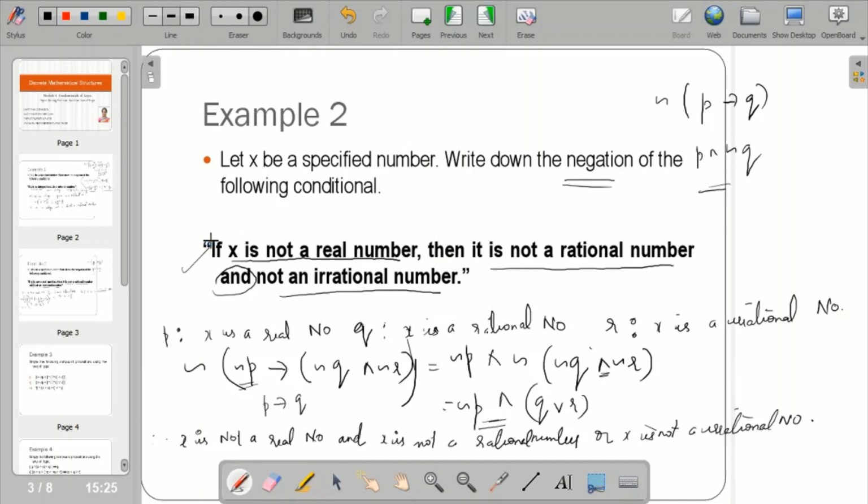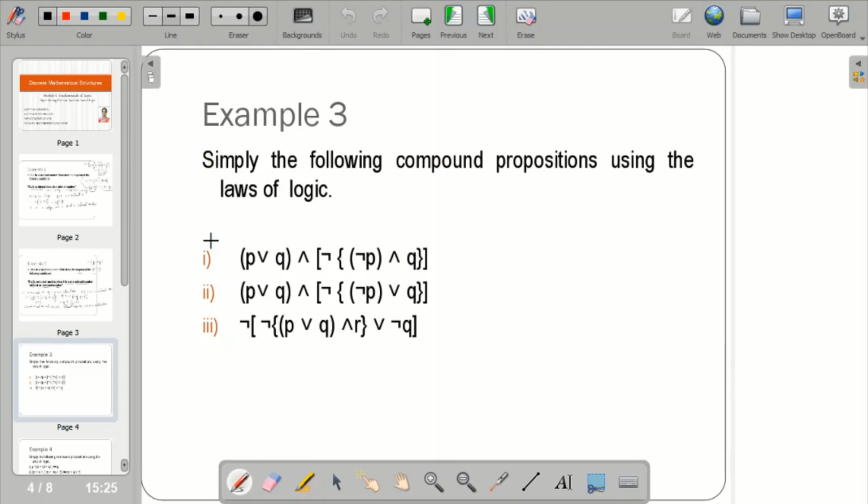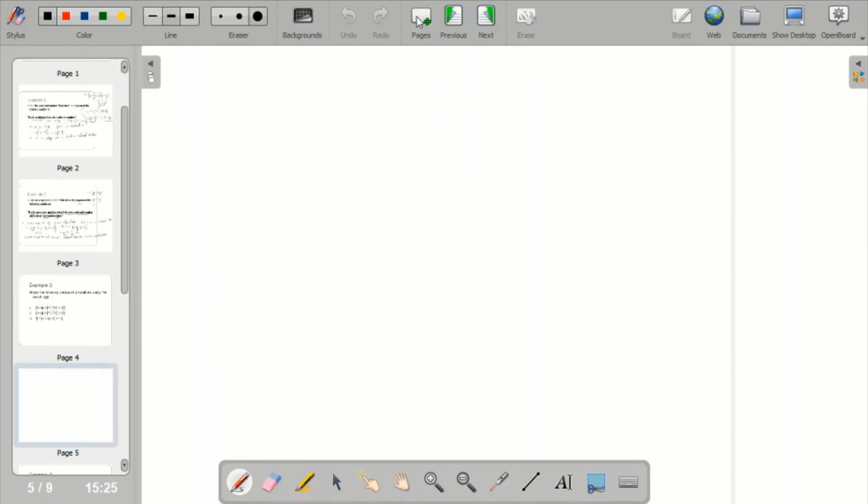Okay, next we'll solve these examples. They are told to simplify the following compound proposition using the laws of logic. So let us solve the first problem. We are going to solve this problem using the laws of logic.